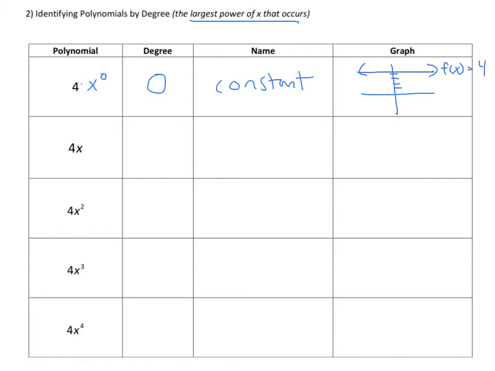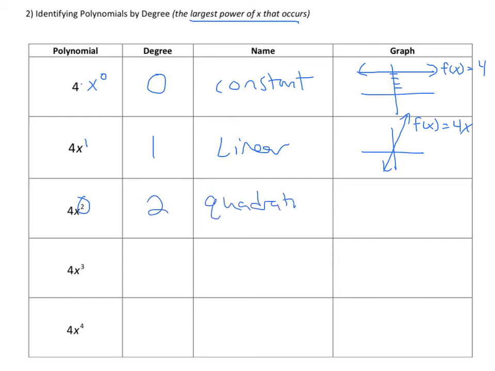Okay, the next one, the largest exponent that occurs is a 1. This is a degree 1, which we call a linear function. So like I said before, we've seen these before, we just didn't know that they were polynomials. So a linear polynomial makes a straight line. 4x would be pretty steep, something like that. So that would be f of x equals 4x. Okay, the next one, the largest exponent is a 2, and that's a quadratic polynomial. And it makes a parabola, something like this.